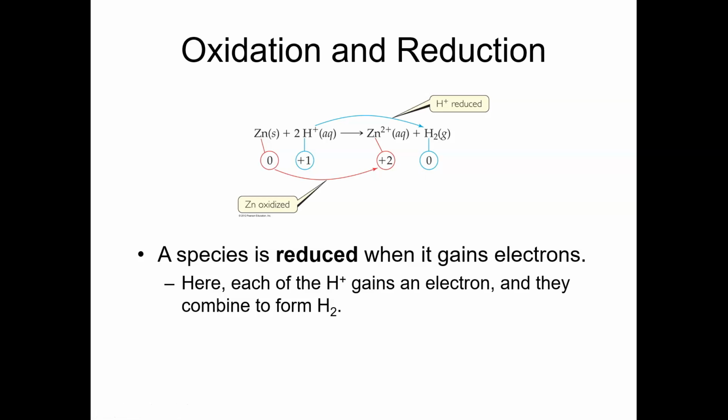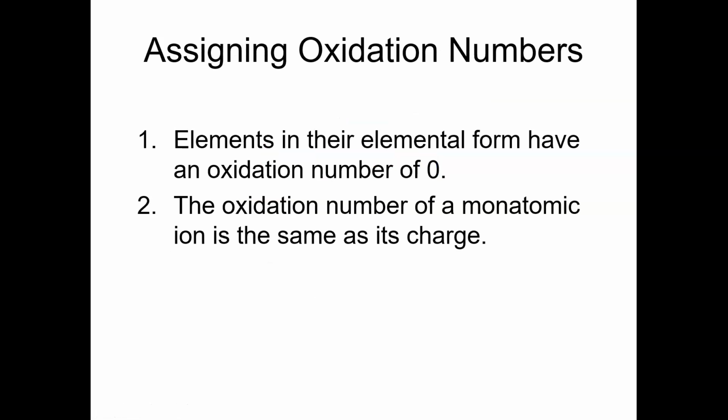And so let's remind ourselves what some of the rules are for assigning oxidation numbers. And this is review from chapter 4, so I'll go through it rather quickly. And remember that these rules are hierarchical. That is, we apply rule 1 before we apply rule 2, and rule 2 before rule 3, etc. And so just as a reminder, the first 2 rules are that elements in their elemental form have oxidation numbers equal to 0, and the oxidation number of a monatomic ion is the same as its charge.